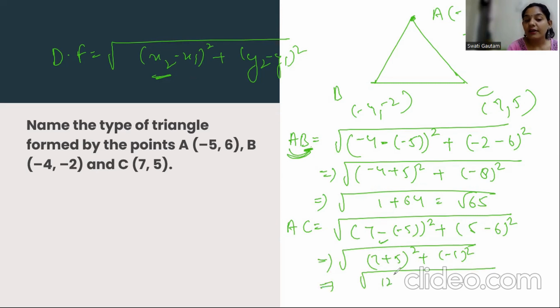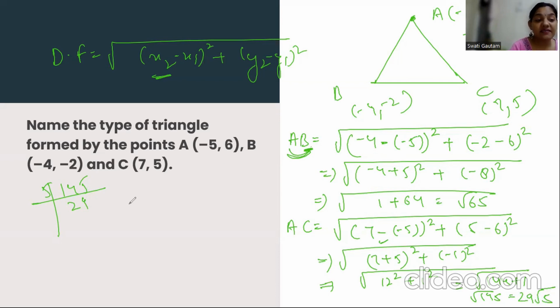7 plus 5 is 12, 12 square and 1 square. So 12 square is what? 144 plus 1, which is 145. Now 145 I can write as 5 times 29. So it is under root 145, which you can write like this, right? Then I have to find BC.